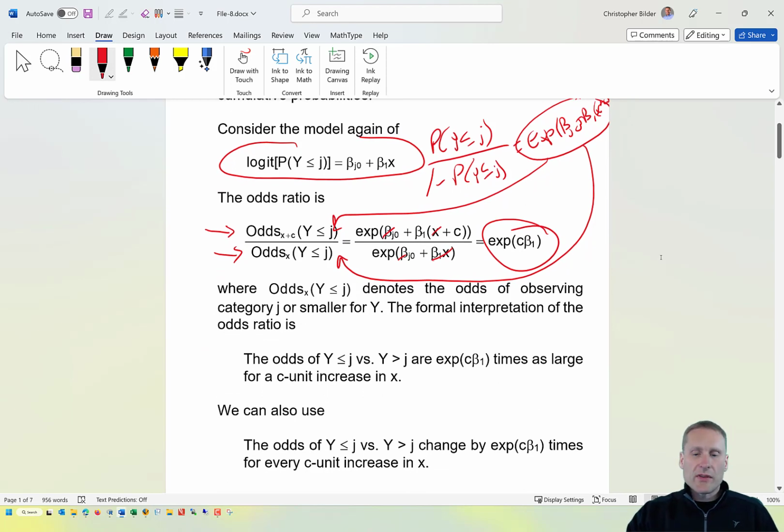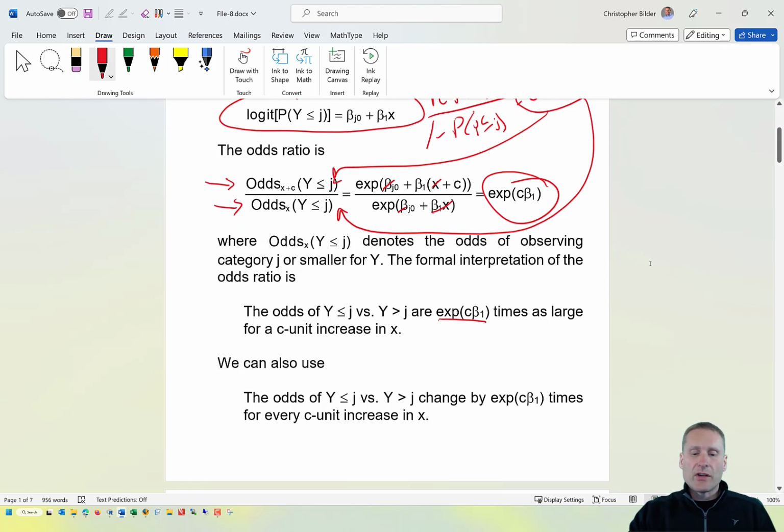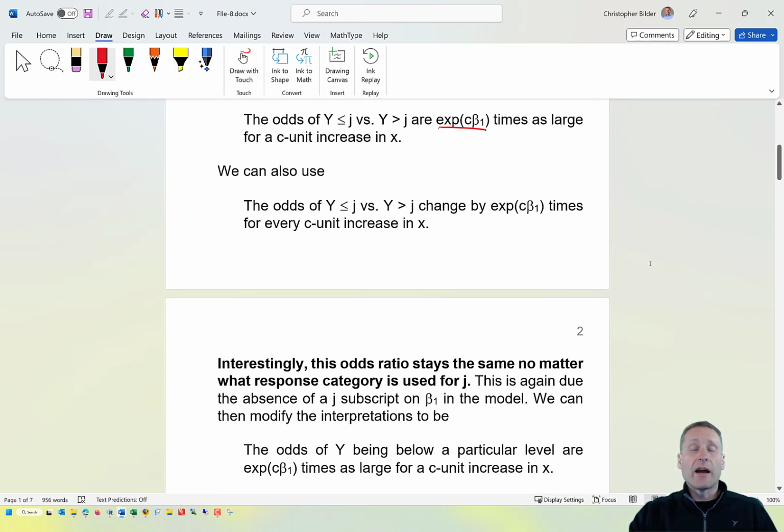So to interpret this odds ratio, we can say that the odds of a y less than or equal to j versus a y greater than j response are the exponential function evaluated at c times beta 1 times as large for a c unit increase in x. Alternatively, another valid interpretation would be the odds of y less than or equal to j versus y greater than j changed by e to the c times beta 1 times for every c unit increase in x.